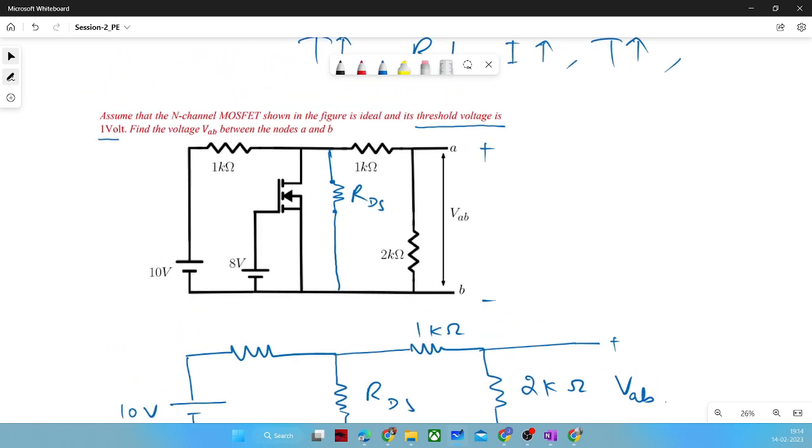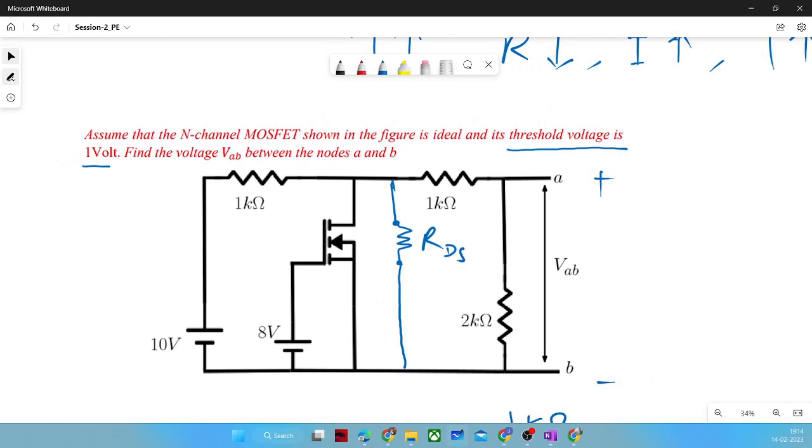But again, if you read the problem, there is no information regarding RDS. If any RDS had been given, you could have easily computed it based on KCL, KVL; you would apply one nodal equation and get your value. But here nothing is given, and one important word is written, that is ideal. So in the ideal case, we can safely assume the RDS value equal to 0.